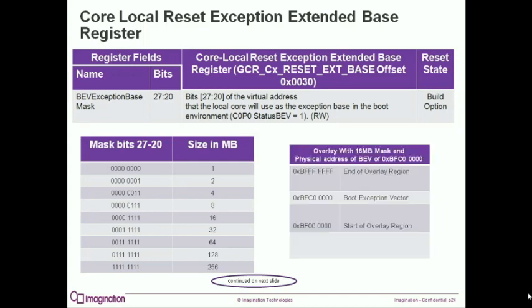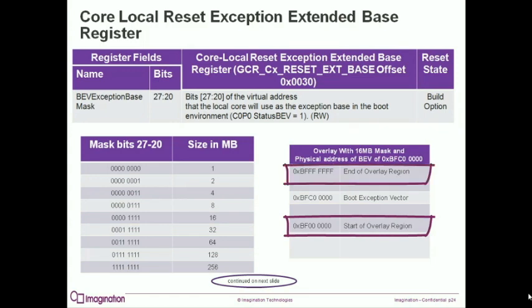For example, if the physical address of the boot exception vector were to be BFC0000 and the base mask was set to 16 MB, then the start of the overlay region would be the 16 MB boundary of BF00000 and end at BFFFFFF.